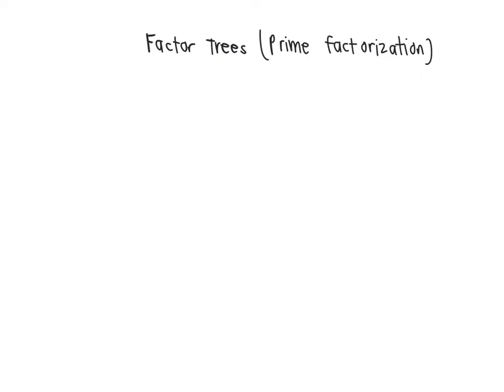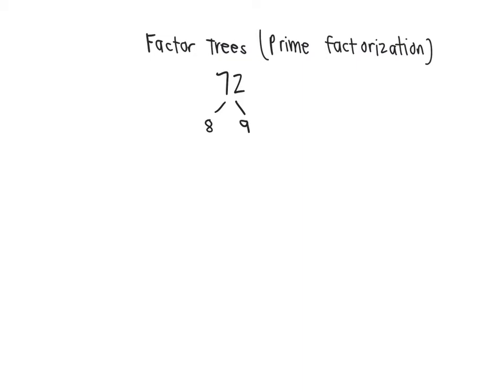Actually, 72. Okay, so that goes to the top. So the first thing we want to ask ourselves is what times what is 72? What are the factors of 72? And it doesn't matter which factors I pick. I'm going to go with 8 times 9.